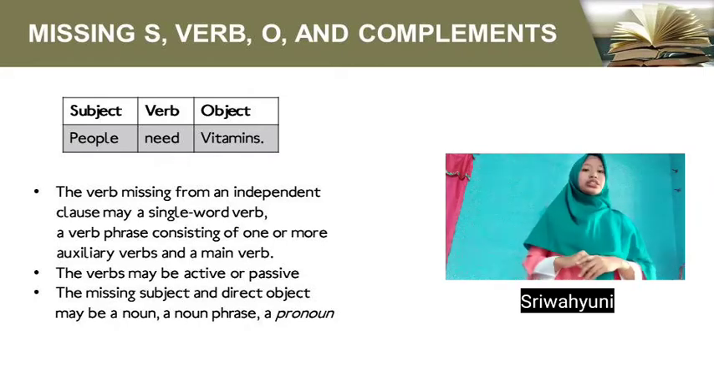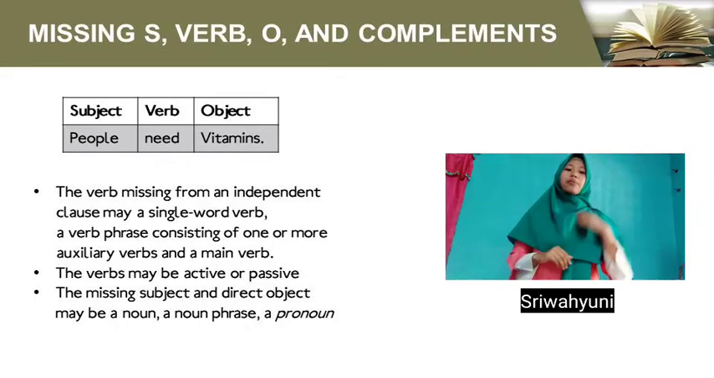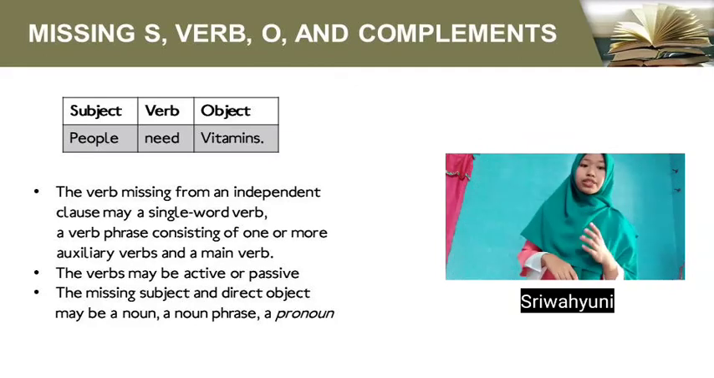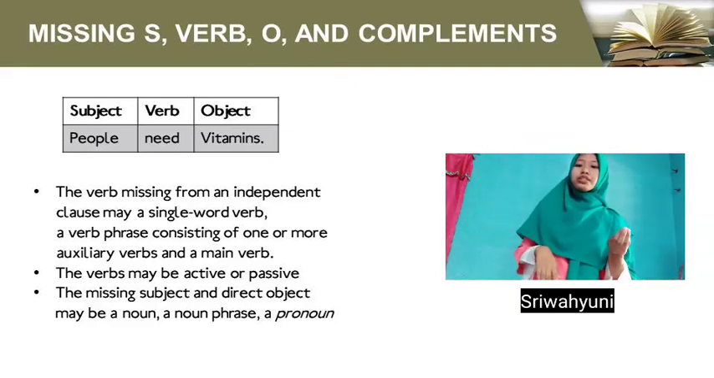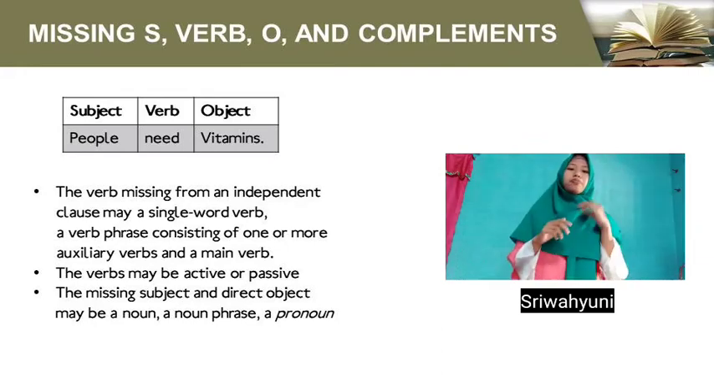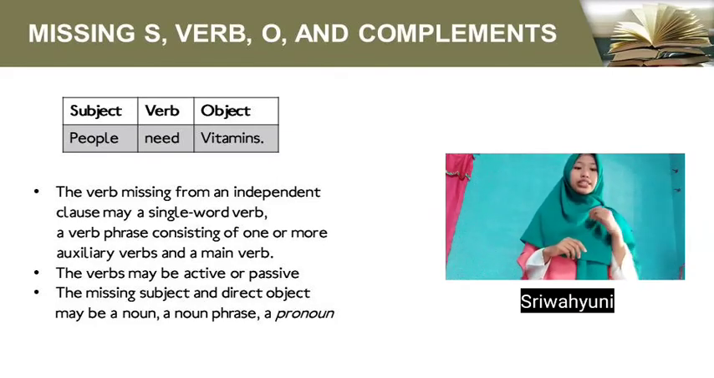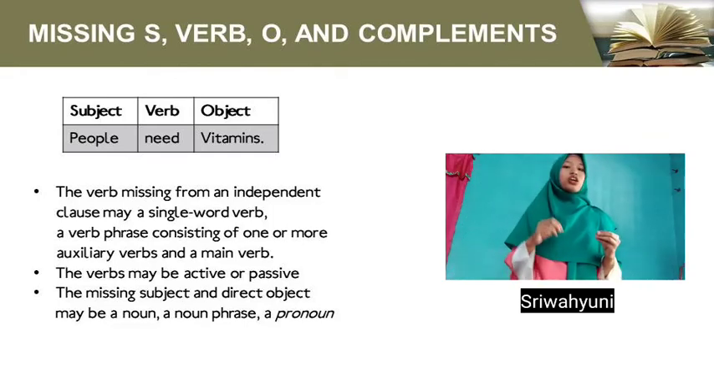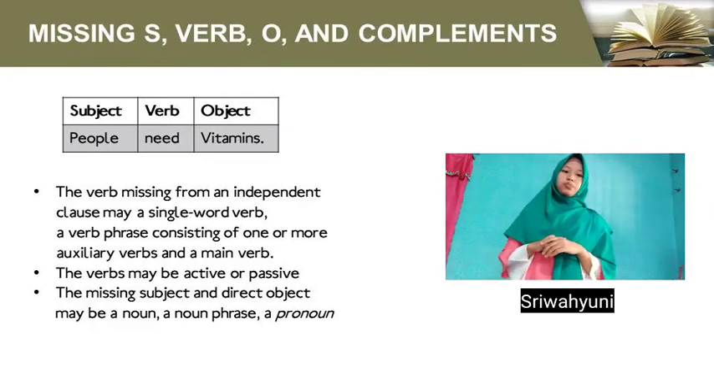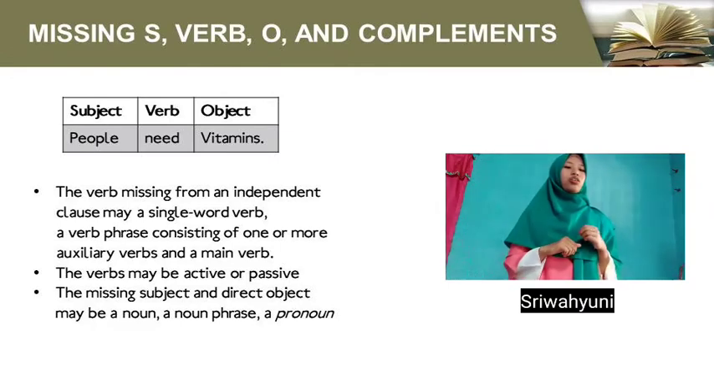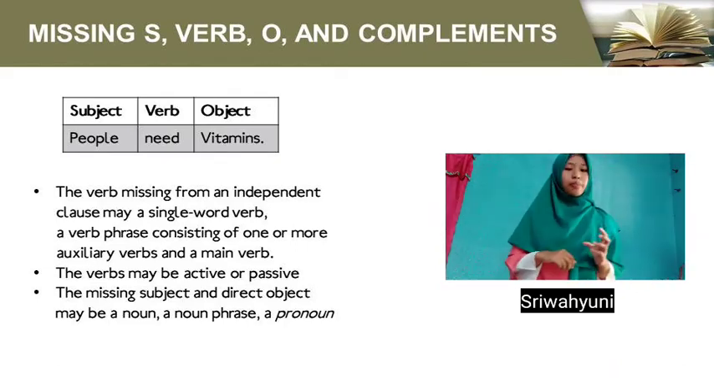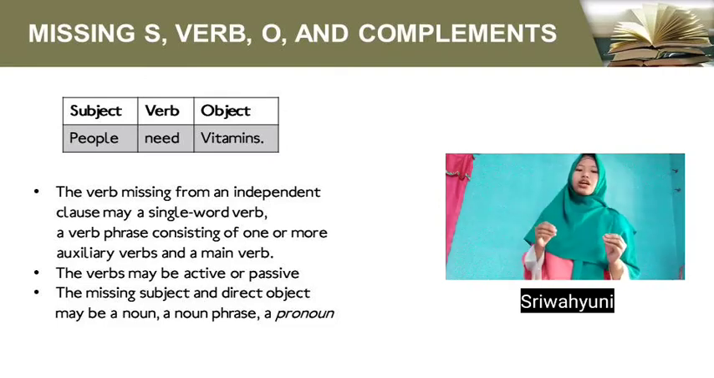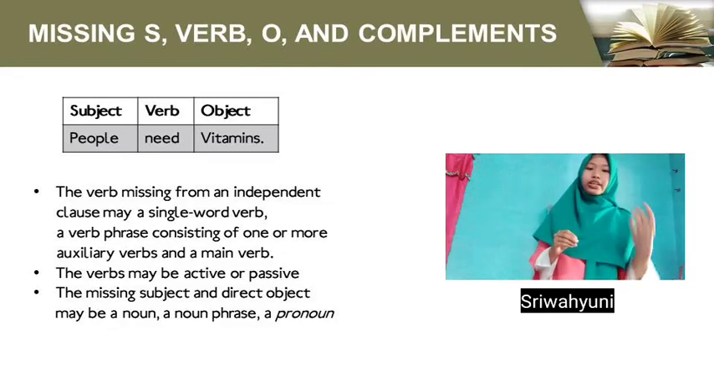Okay, next, I will explain to you about missing subject, verb, object, and complements. People is the subject, need is the verb, vitamin is the object. The verb missing from an independent clause may be a single word verb. Example: need, was, took, had, walked. Or a verb phrase consisting of one or more auxiliary verbs and a main verb. Example: will need, has been salted, would have had, and had worked.